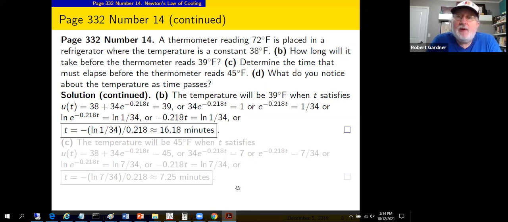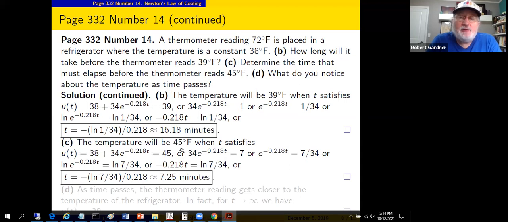That makes sense. Part C, determine the time that must elapse before the thermometer reads 45 degrees. Okay, same kind of story. We'll set the temperature equal to 45, subtract 38 from both sides, produces a 7 on the right-hand side, divide by 34, take a natural log, that produces negative 0.218 T equals the natural log of 7 over 34. Ask the calculator, that tells us 7.25 minutes. So quite similar manipulations. The fact that the function has this 38 out front adds one tiny little step of arithmetic.